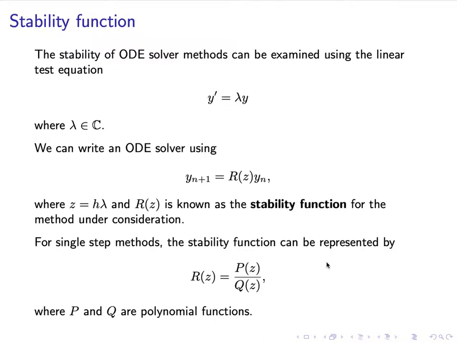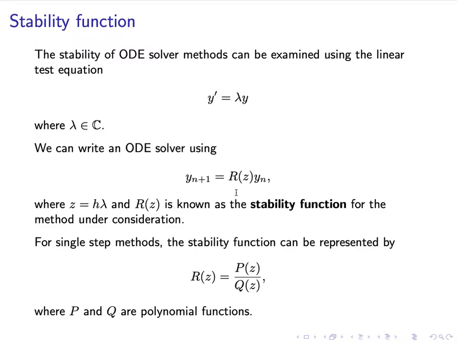Now the stability of ODE solver methods can be examined by using this linear test equation. So we always base our stability analysis on this. So we have a linear ODE, so we have y dash equals some coefficient lambda times our function y, and lambda could be any complex number. So we rewrite the ODE solver using this. So our next step solution, y_{n+1}, is equal to some function R(z) multiplied by our current solution y_n. Now R(z) is known as a stability function, and z is our step length multiplied by that lambda coefficient.